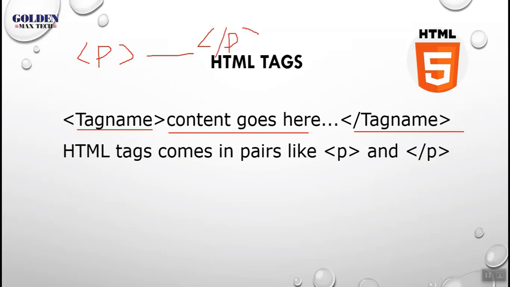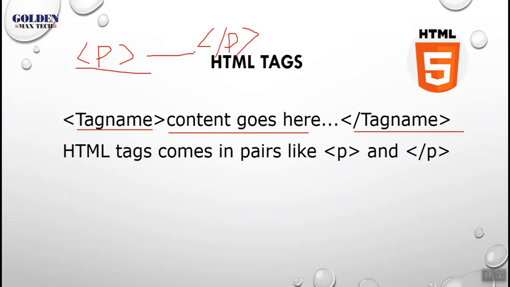Now, what does that mean? The first tag, which starts with angle brackets, the keyword, another angle bracket, is known as the open tag or the first tag. Then the content can be as lengthy as you want it to be. Alright, that forms your paragraph.